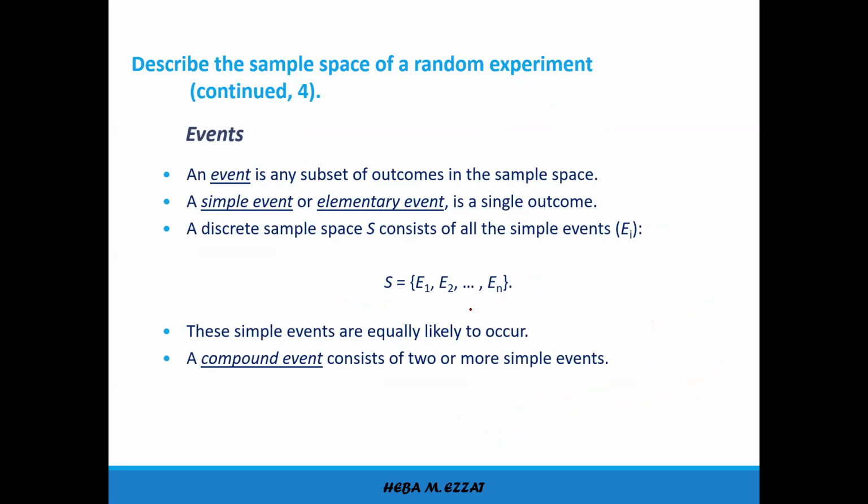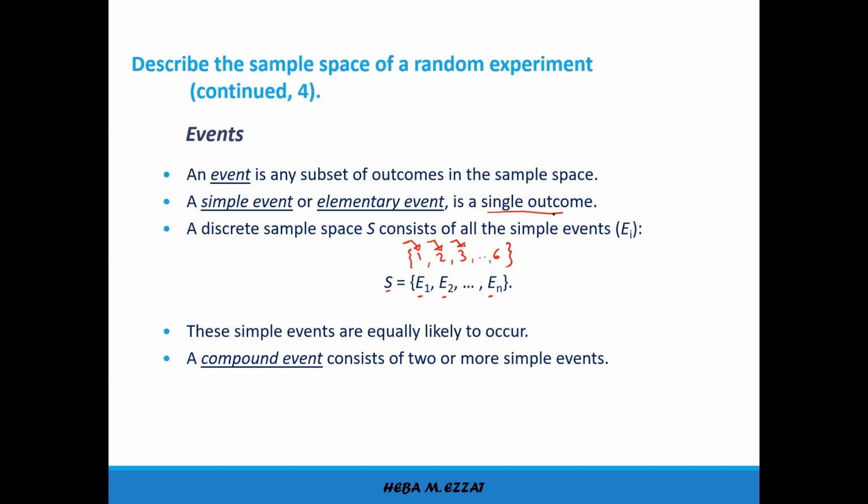So here, each element inside the sample space, we call it an event. If we want to apply this, we can say that for the outcomes of rolling a die, each one of them is considered an event. Each outcome is considered an event. The simple event or elementary event is the single outcome.